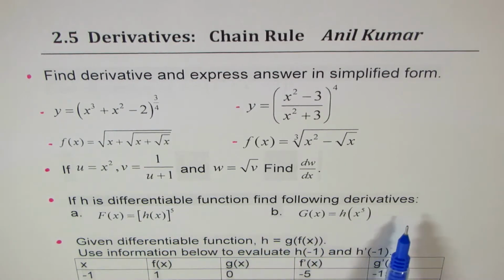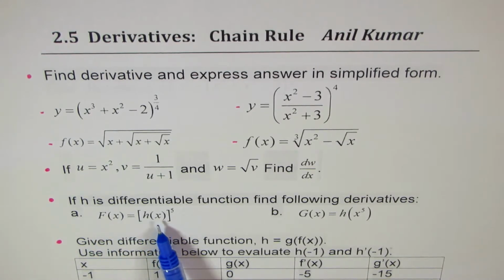Then we have a very fundamental basic question here which says, if h is a differentiable function, find the following derivatives. So the first derivative is of the function h of x to the power of 5. The other one is g of x equals h as a function of x, to the power of 5, right?